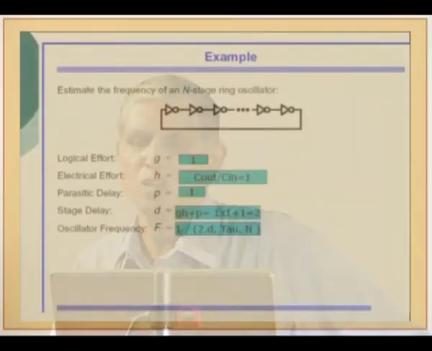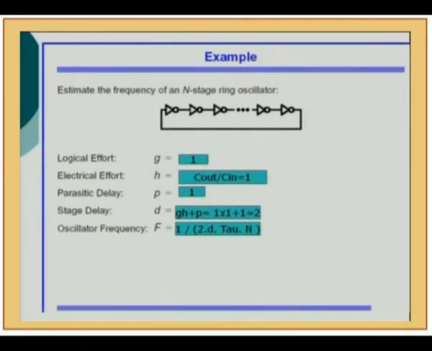So the first thing I do is to estimate for an n stage ring oscillator. A ring oscillator, we know, is an odd number of inverters connected in series with feedback. It's a chain. So it's an n stage ring oscillator, and we know the logical effort of an inverter, it's a template one. So G is 1.